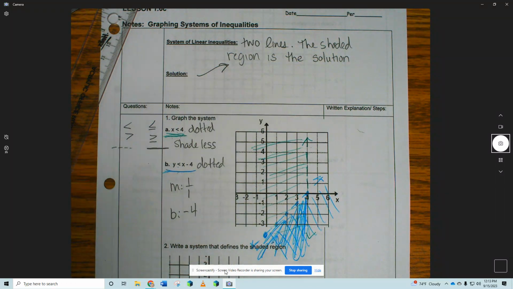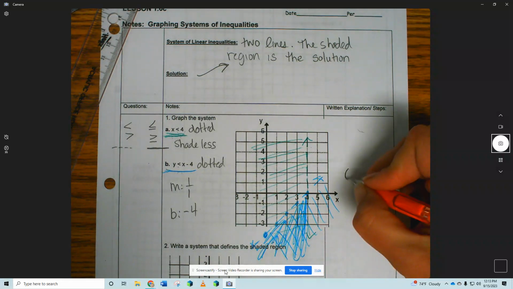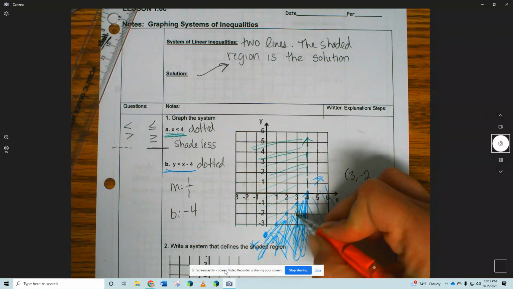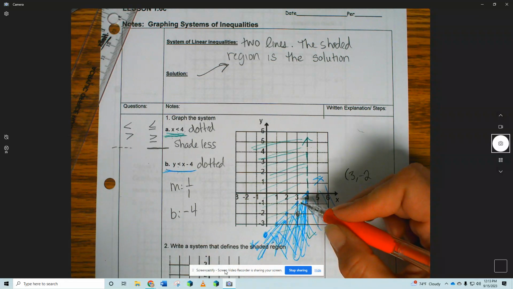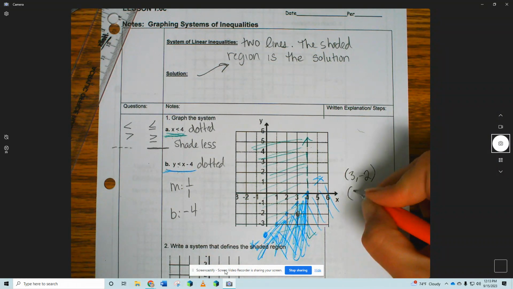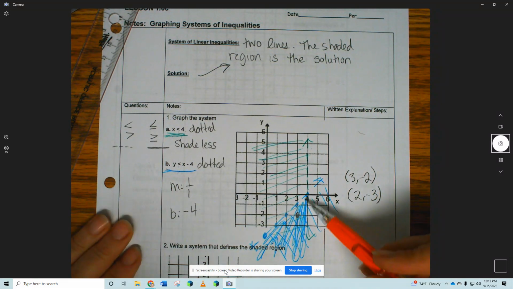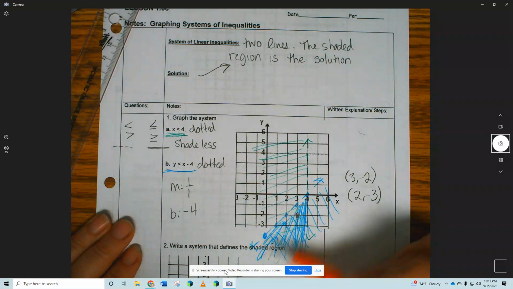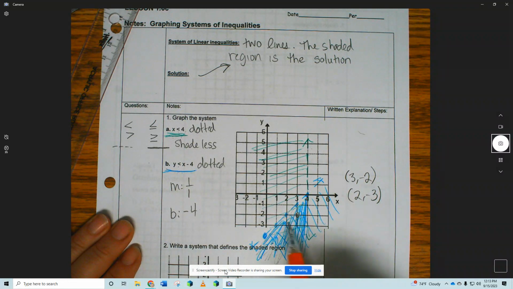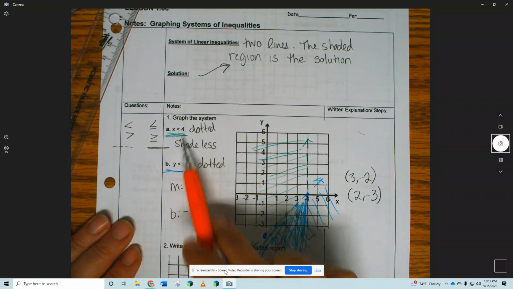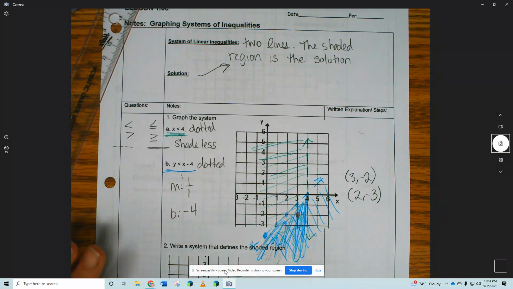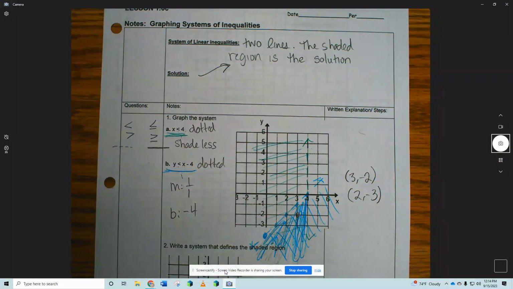So some sample solutions would be like 3, negative 2. That's in the shaded area. 2, negative 3. That's in the shaded area. Those are just some of them. There's lots of ordered pairs. In this triangle, this is the only spot where their solutions are. And those numbers, x and y, all in here, would plug into both of my equations if I had to plug them in. So I'm shading to find the solution.